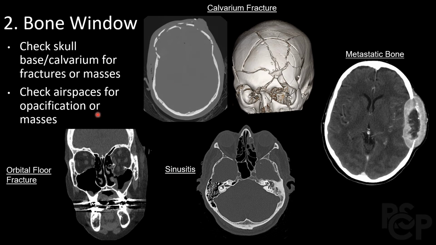Let's take a look at some of these examples. As always, it's important to look for asymmetry. So when evaluating this image here, compared to the right orbit, the left has a clear deformity along the inferior orbital bone. And as you can see, some of the contents of the globe, including the inferior rectus muscle, have herniated through this deformity into the patient's maxillary sinus. This is a good example of orbital floor fracture.